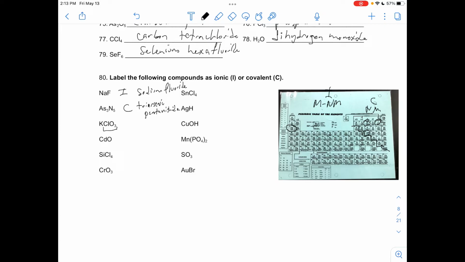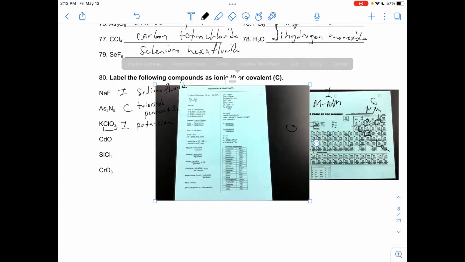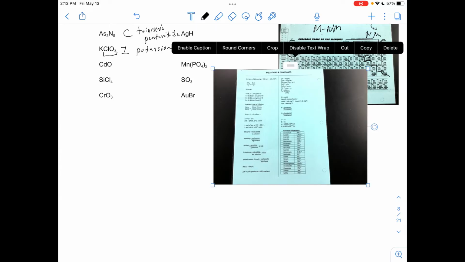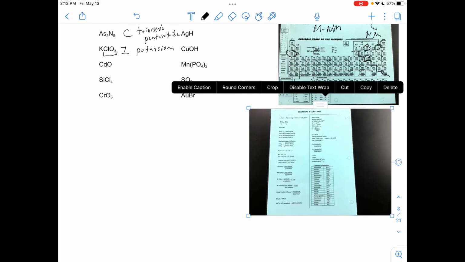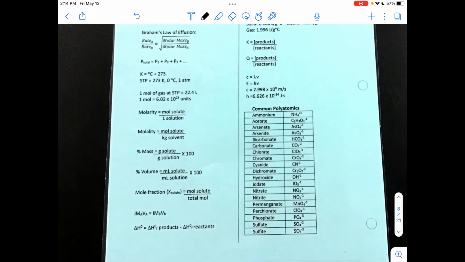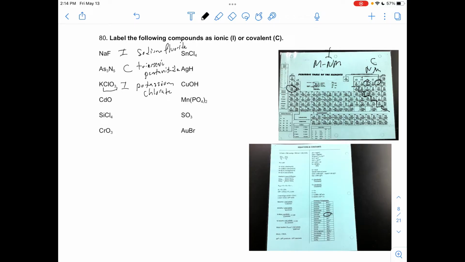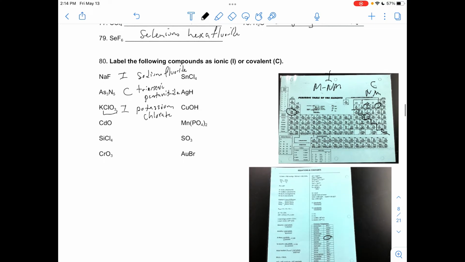Okay, next is KClO3. So KClO3 is a polyatomic, and it has a charge of -1, so it would be considered a nonmetal. Potassium is a metal, so it's an ionic compound. This would be potassium, and then you got to look on the back of your periodic table. You look on the back, right down here, we have ClO3 right here, so it's chlorate, potassium chlorate. Again, you don't need prefixes because it's an ionic compound.